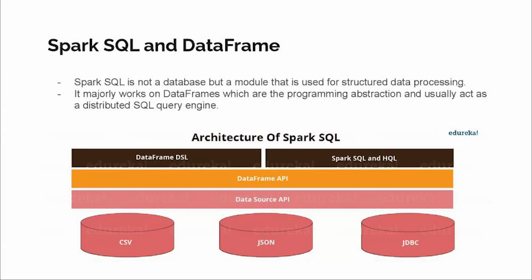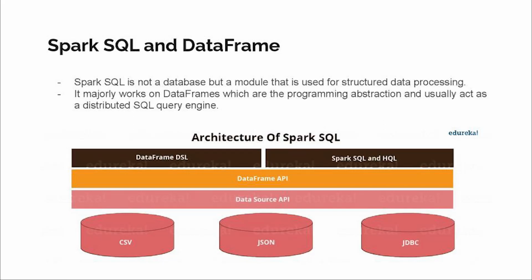Spark runs both on Windows as well as Unix-like systems like Linux and macOS. It is easy to run locally on one machine. All you need is to have Java in your system path or the JAVA_HOME environment variable pointing to a Java installation.